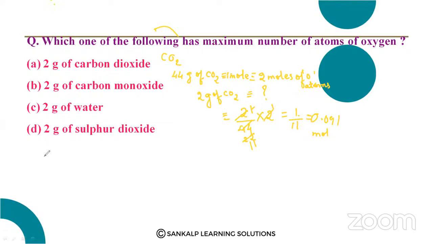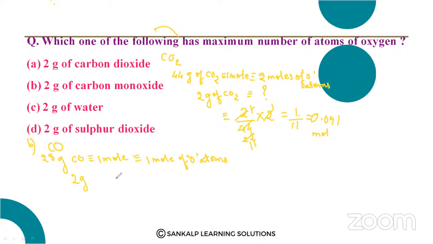Now in the second case, 2 grams of carbon monoxide. Carbon monoxide is CO, right? Carbon is 12 and oxygen's atomic mass is 16, so it comes to 28. So 28 grams of carbon monoxide is 1 mole, right? How many oxygen atoms are there in this? 1 oxygen atom. So 1 mole of oxygen atoms is present in carbon monoxide.